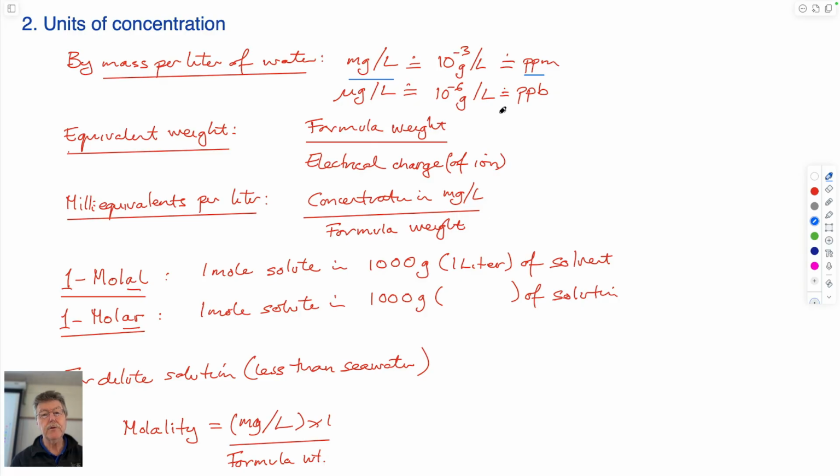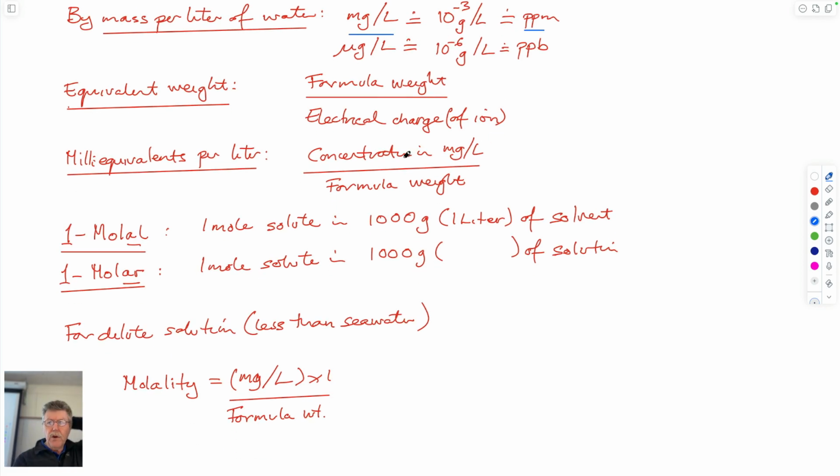Micrograms per kilogram or micrograms per liter would be 10 to the minus 6 off that. So these would be parts per billion. You can also define them in terms of equivalent weights. I've never used this as an equivalent weight. Milliequivalents would be basically moles per liter of water. So concentration in milligrams divided by formula weight would give you moles. And if it's per liter, then that's moles per liter. Sometimes that's referred to as molality. And sometimes it's defined in terms of molar volumes.